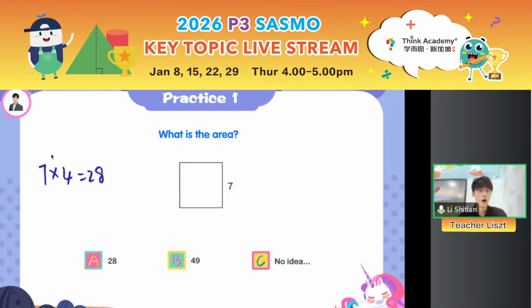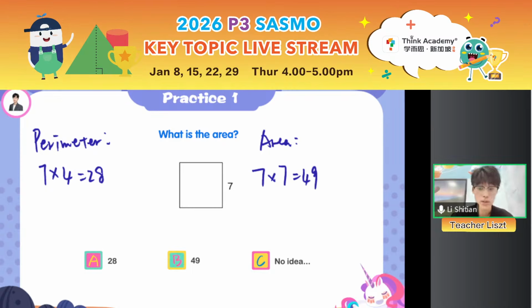No, right? Because this 28 is what? It is the perimeter, guys. It is the perimeter, okay? So don't be messy. If we want to find out the perimeter, we need to use 7 times 4. But if I want to find out the area, I need to use 7 times 7, right? So the answer is equal to 49. So I need to choose option B, right?